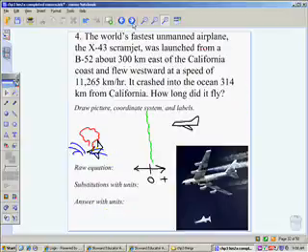Question number 4. The world's fastest unmanned airplane, the X-43 scramjet, was launched from a B-52 bomber about 300 kilometers east of the California coast. It flew westward at a speed of 11,265 kilometers per hour. It crashed into the ocean 314 kilometers from the shoreline of California. How long did it fly?